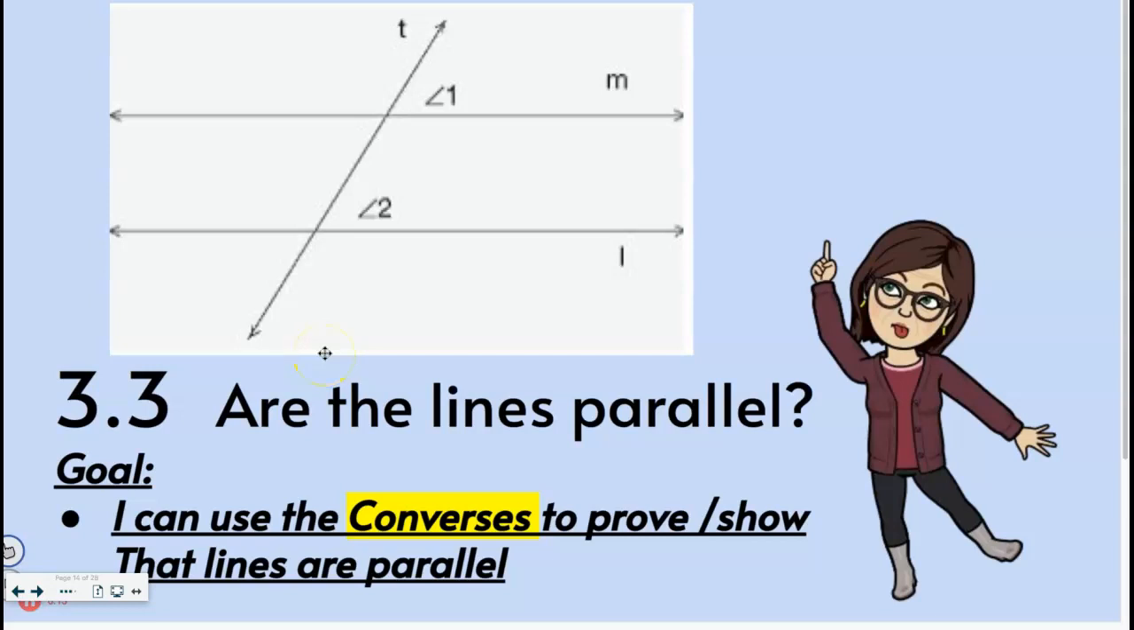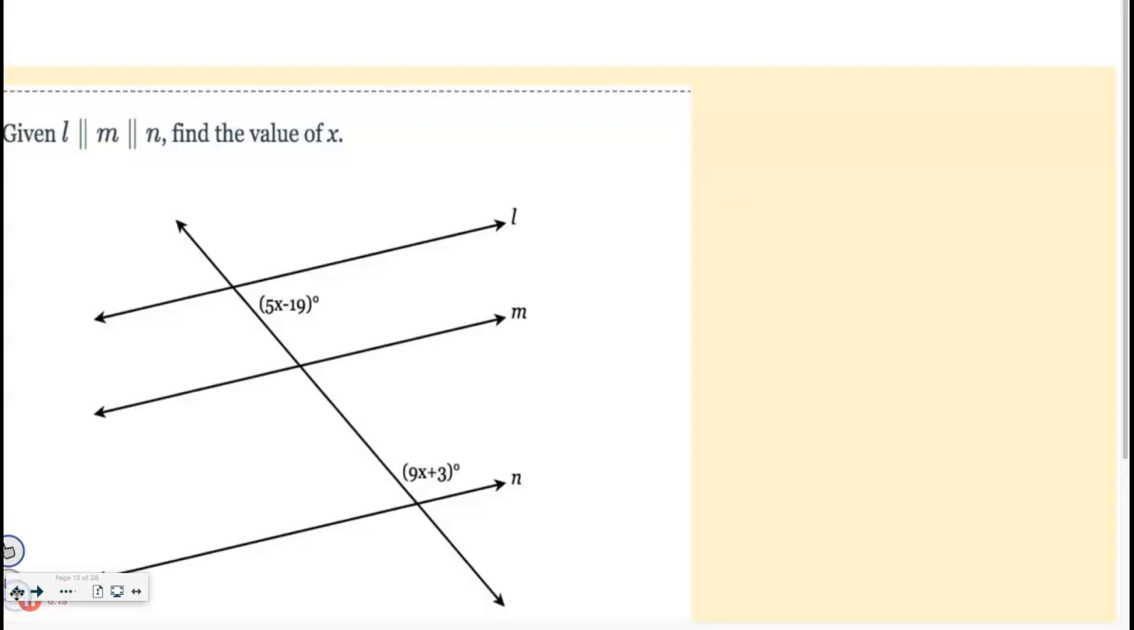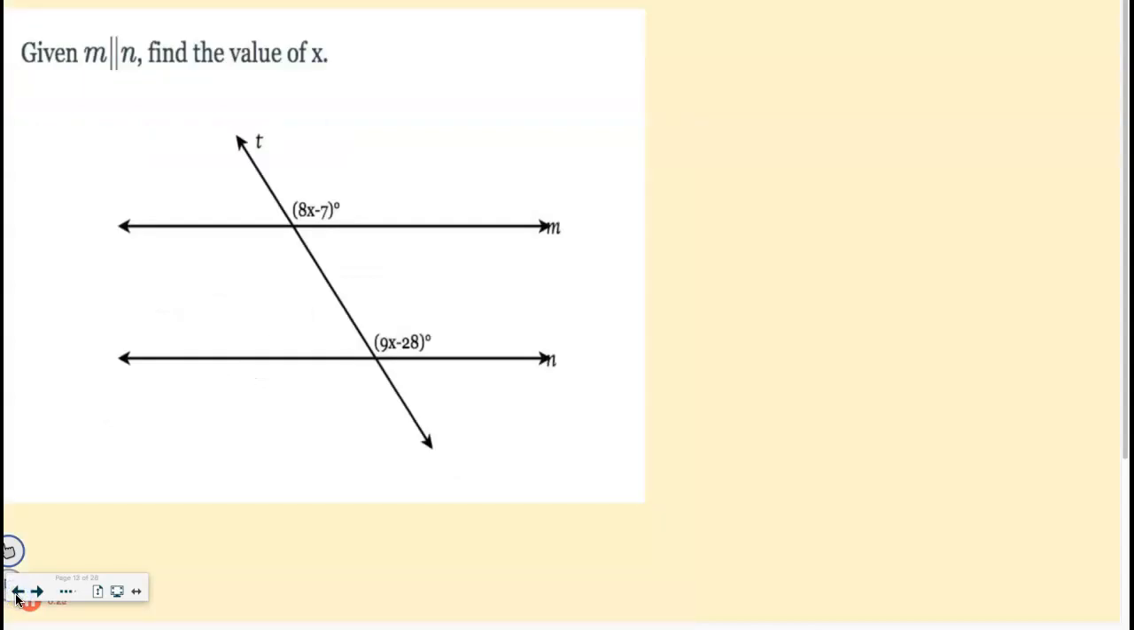Today, our goal is to be determining if lines are running parallel. I want to go back, though you don't need to, and talk about yesterday. Yesterday, every single one of them in your Delta Math assignment had a given of 2 lines were running parallel. It said if M is parallel to N or if L is parallel to W. It always said the lines were parallel.